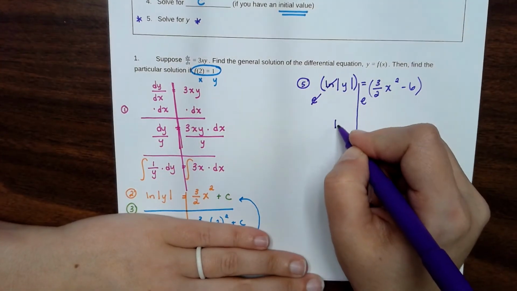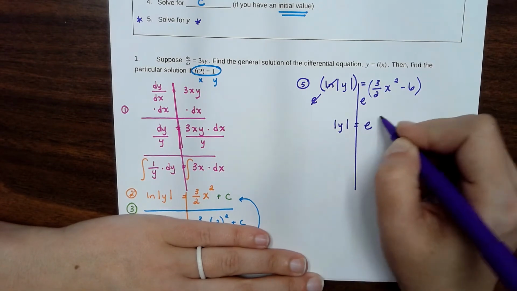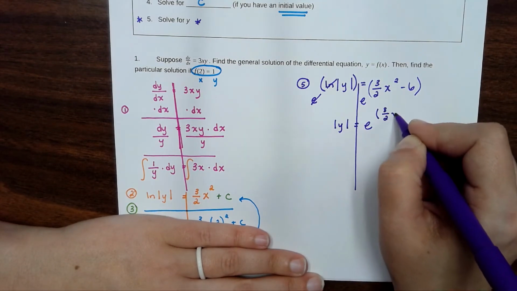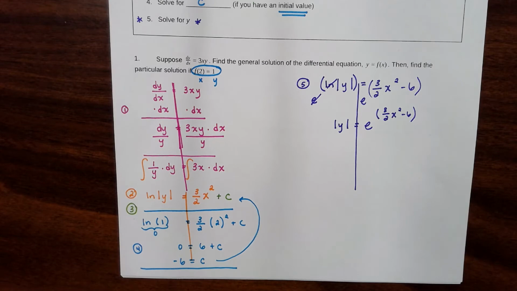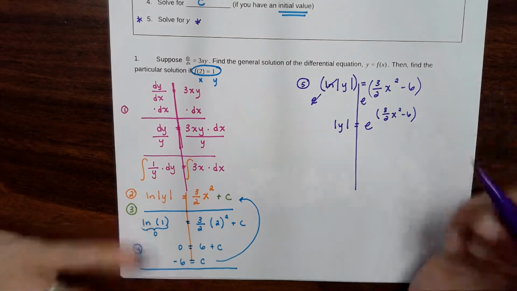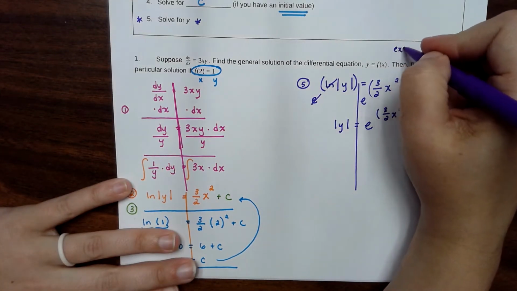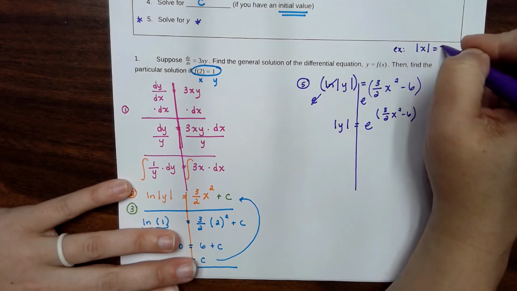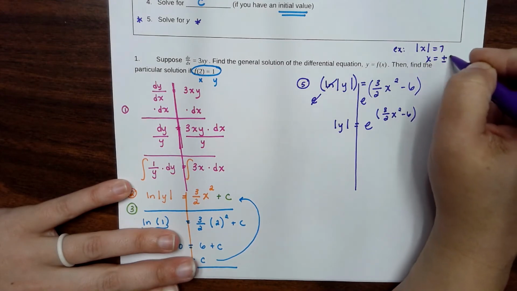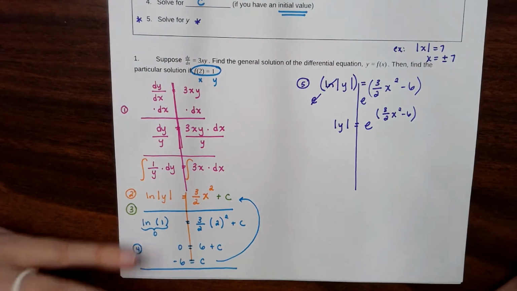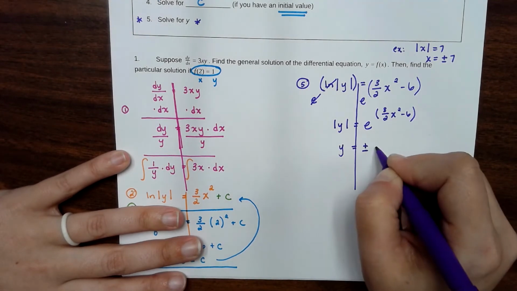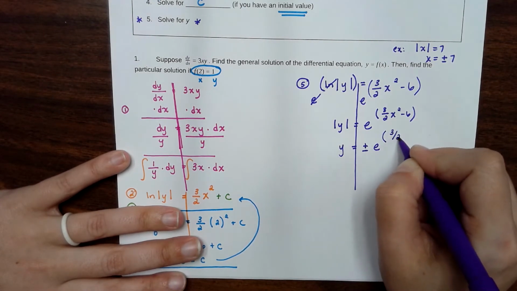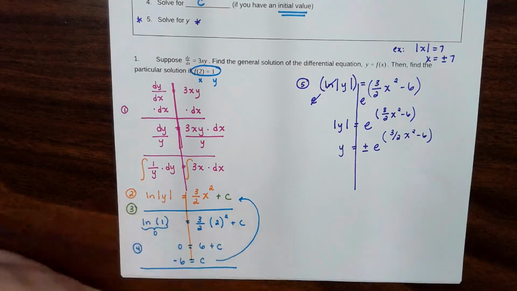They're inverses. So I would have the absolute value of y equals e to the power of 3 over 2x squared minus 6. Now, when you want to get rid of an absolute value, you need to use a plus or a minus because an absolute value always has two solutions, a positive and a negative. For example, if I know that the absolute value of x is 7, then x could have been positive 7 or negative 7 because the absolute value of both positive and negative 7 is 7. So in order to get rid of the absolute value, we need to do plus or minus e to the power of 3 over 2 x squared minus 6.